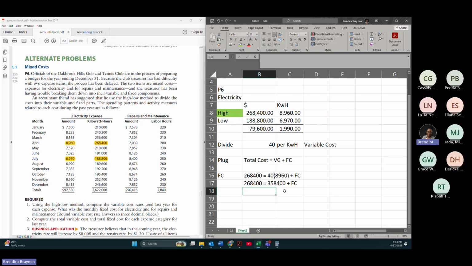That means in order to find my fixed cost, I need to carry this over to the next side. So fixed cost is going to be equal to the 268,400 minus the 358,400. Oh, well, other way around, sorry. Other way around. Fix it.